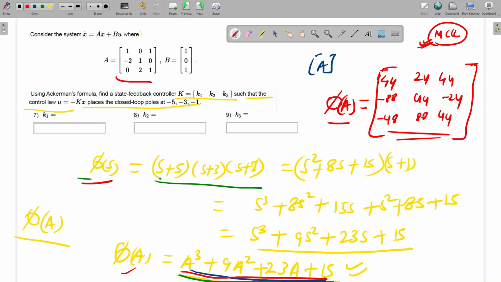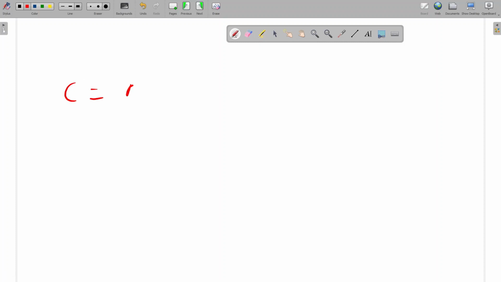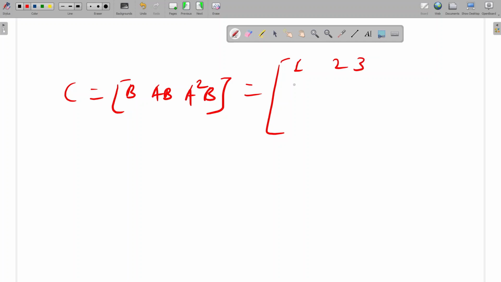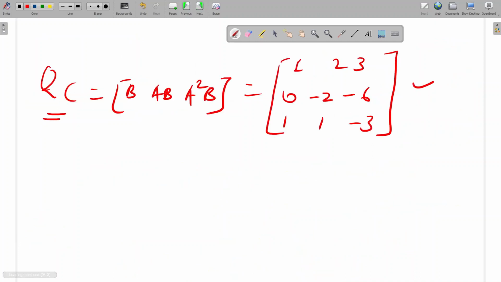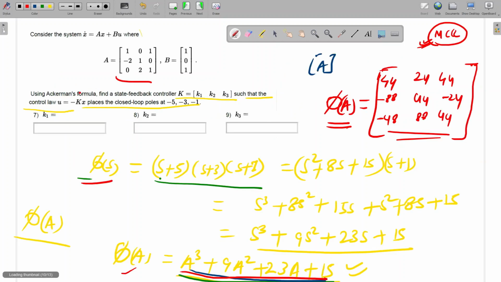Next we have to find the C matrix. C is equal to B, AB and A square B. I'm writing it directly: 1 2 3, then 0 minus 2 minus 6, and last 1 1 minus 3. So this is the second step. First we find phi of A, then the C matrix. Next, the final K value, we determine according to Ackermann's formula.